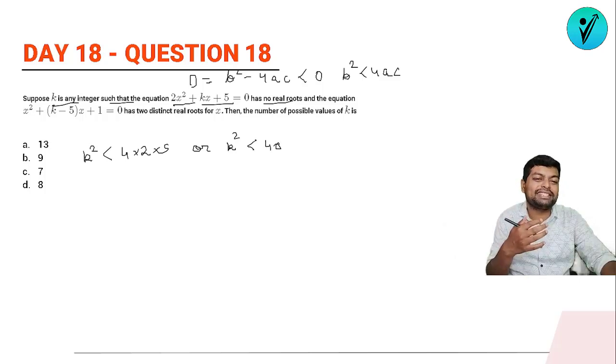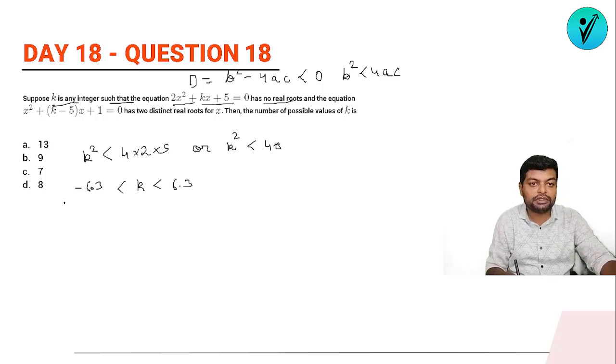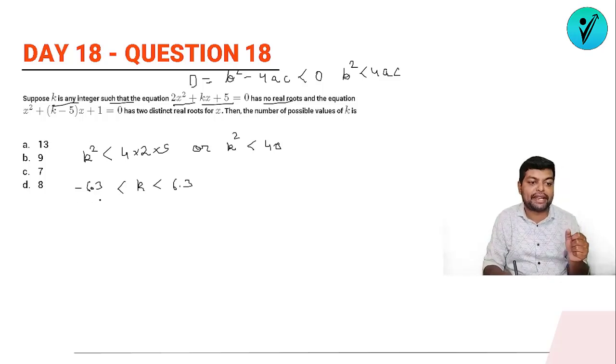Now we don't know the exact value of root 40, but it will be around 6.3, 6.4. So if you solve this inequality, we can say that the value of k will be less than 6.3 approximately, but it will be greater than minus 6.3. The value of k will be greater than minus 6.3 and less than 6.3.